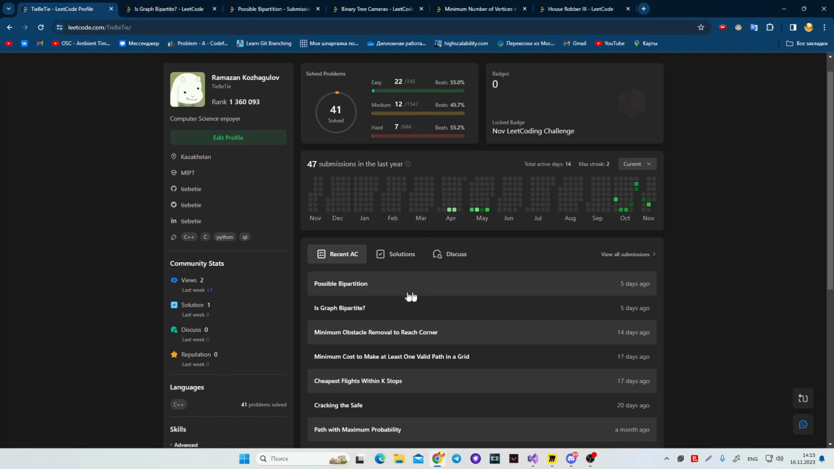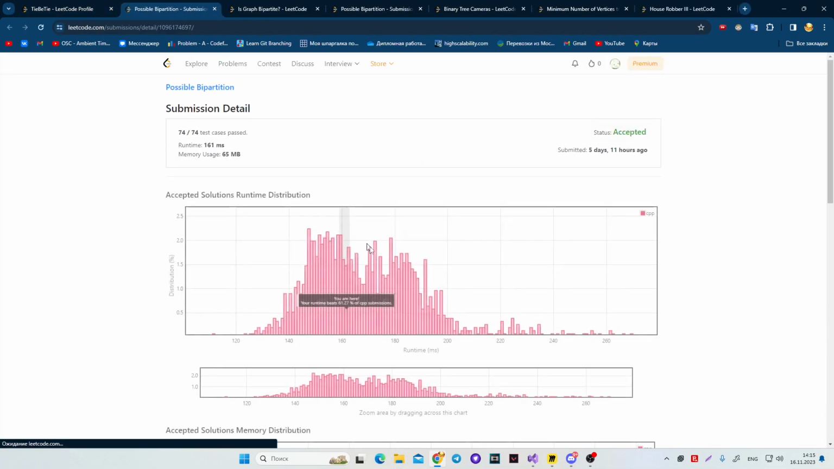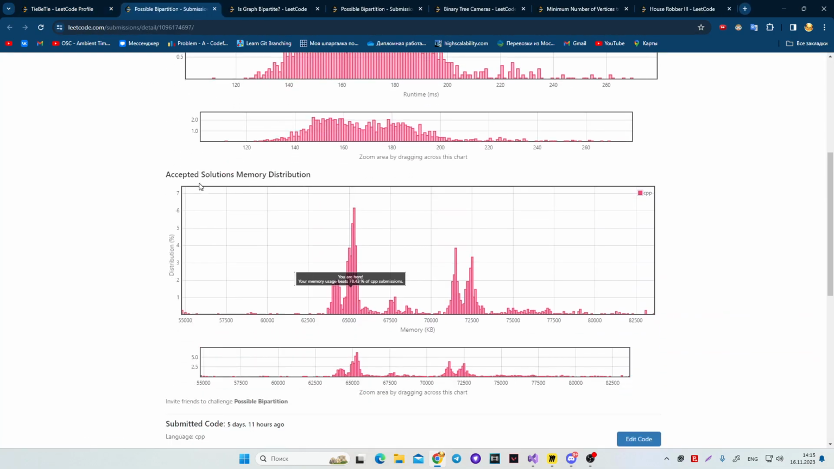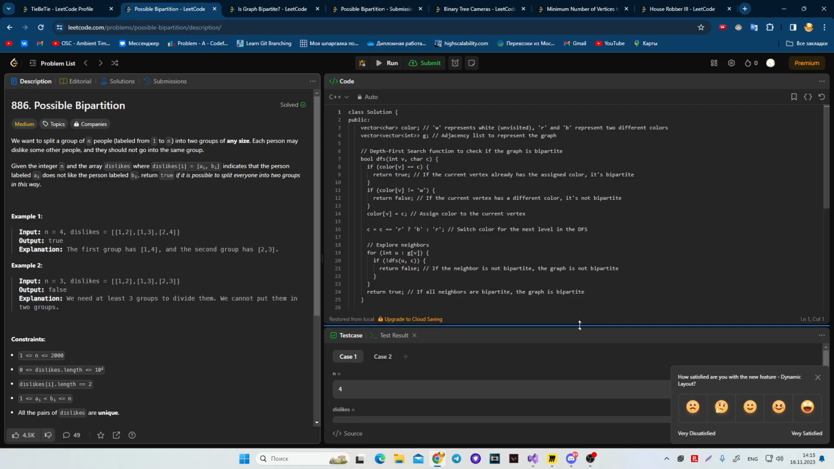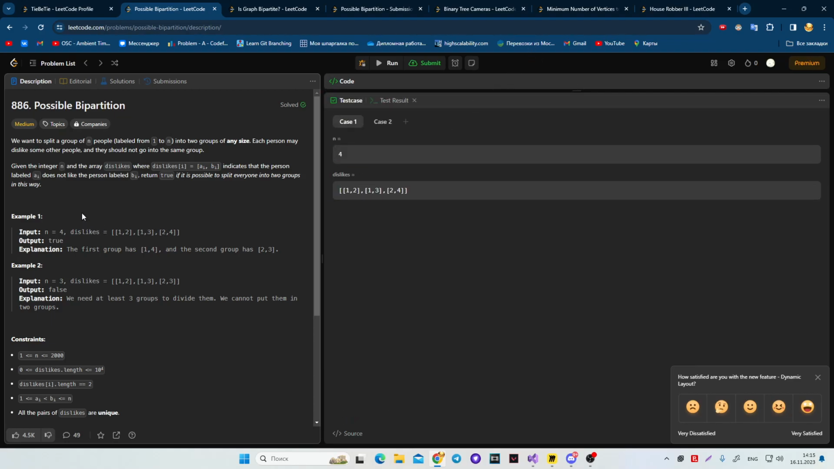Second task. We want to split a group of n people into two groups of any size. Each person may dislike some other people, and they should not go into the same group. So we need to check whether we can split everyone into two groups or not.